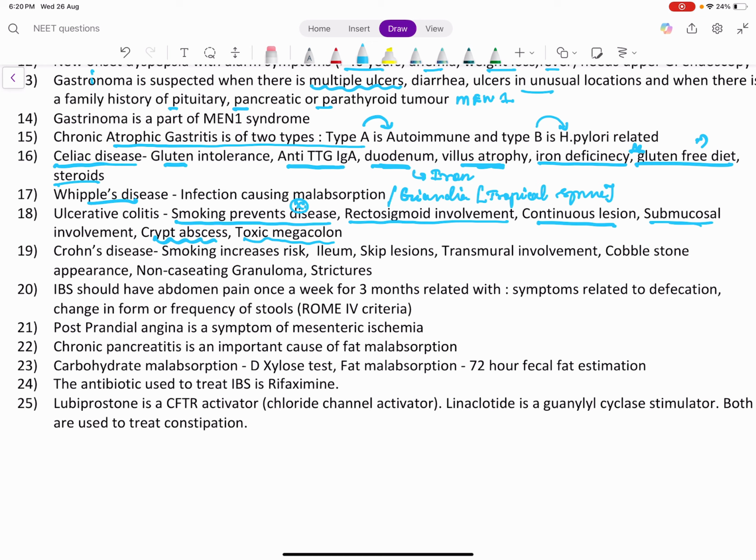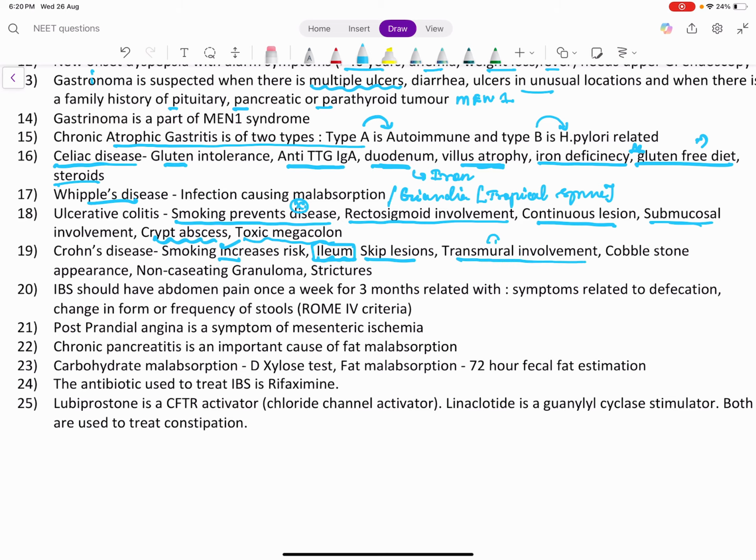Crohn's disease is opposite to ulcerative colitis. Smoking increases the risk. Here the right side of the colon and small intestine is involved. So ileum is the commonest organ involved. Rectosigmoid is commonly involved in ulcerative colitis. Ileum is commonly involved in Crohn's disease. Skip lesions are seen in Crohn's disease, while continuous lesions are there in ulcerative colitis. Submucosal involvement is there in ulcerative colitis. Here transmural involvement is seen in Crohn's disease.